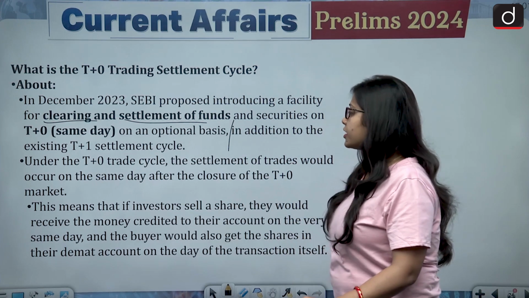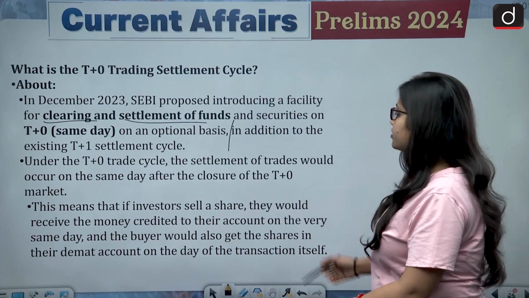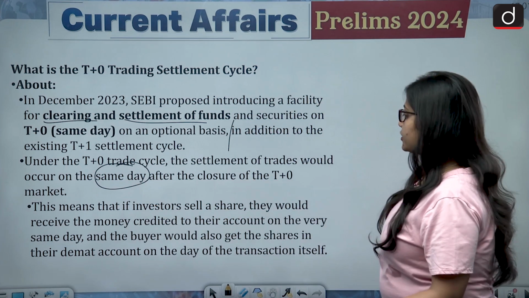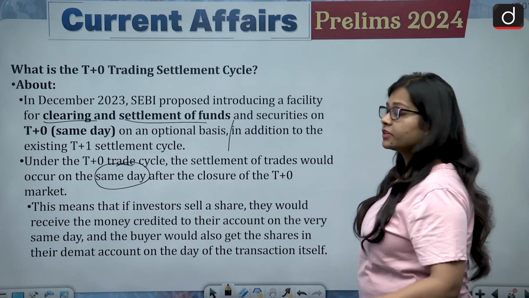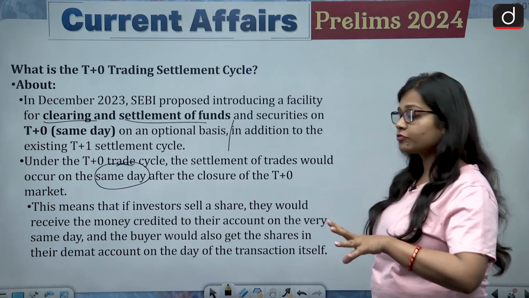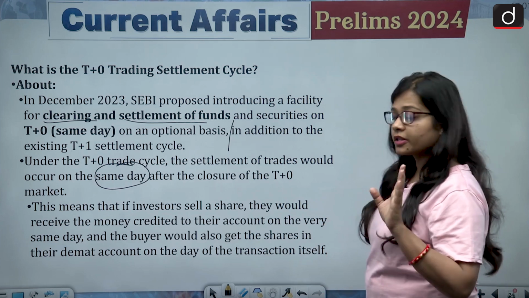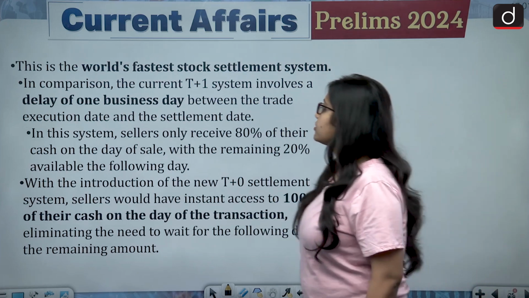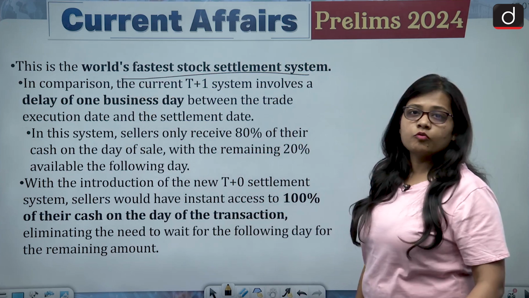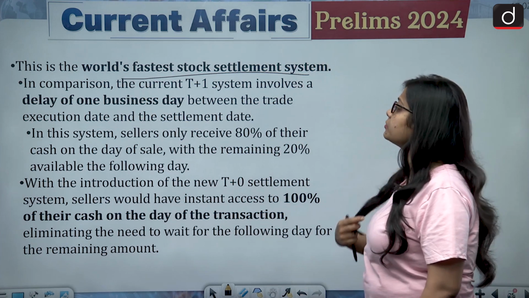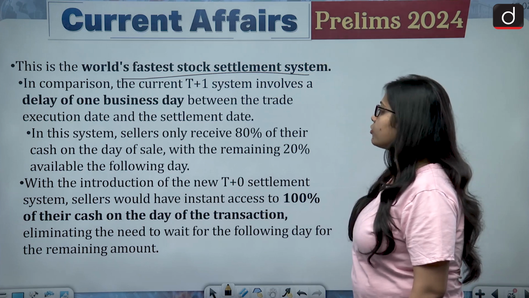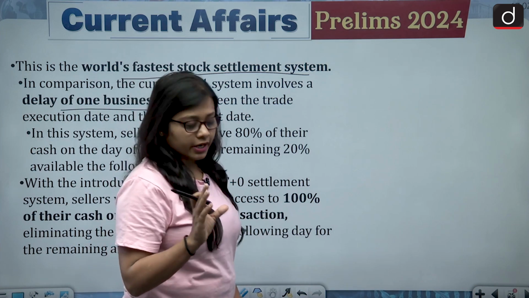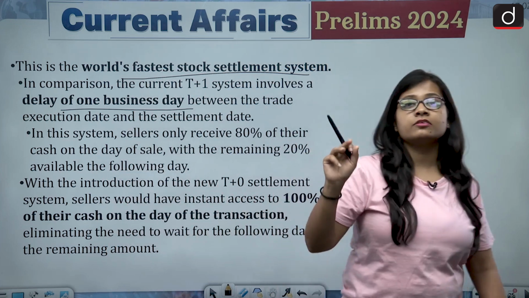Under the T+0 trade cycle, the settlement of trades would occur on the same day after the closure of the T+0 market. This means that if investors sell a share, they will receive the money the same day, and that money will be credited in their account on the same day. So that is T+0, and this is the world's fastest stock settlement system. In comparison, the current T+1 system involves a delay of 1 business day. It means that the transaction, the credit of the money and the settlement of everything needs 1 extra day.